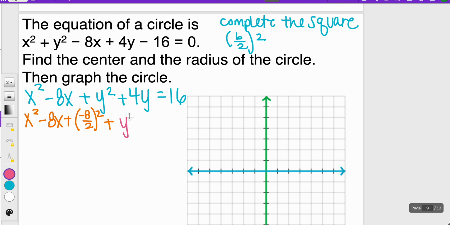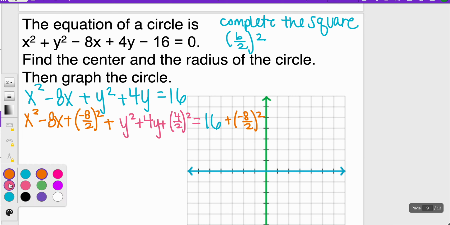So my y's would be y squared plus 4y, and then plus my 4 over 2, squaring it. Because I added that, I'm also going to have to add that same thing. Because I added this -8 over 2 squared, -8 over 2 squared is going to be added to this side, and because I added my 4 over 2 squared, I have to also add it to this side. That's just balancing our equation. I'm trying to color coordinate this so you can see the differences.